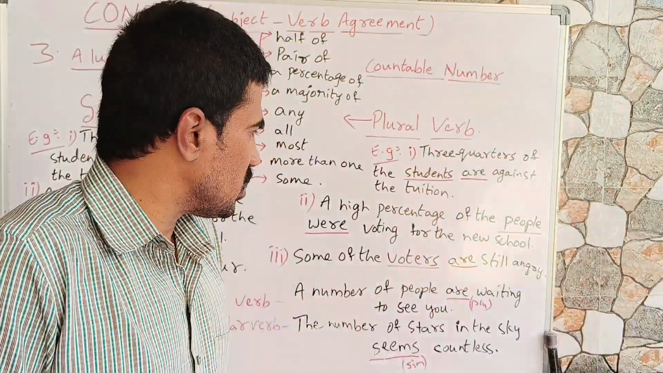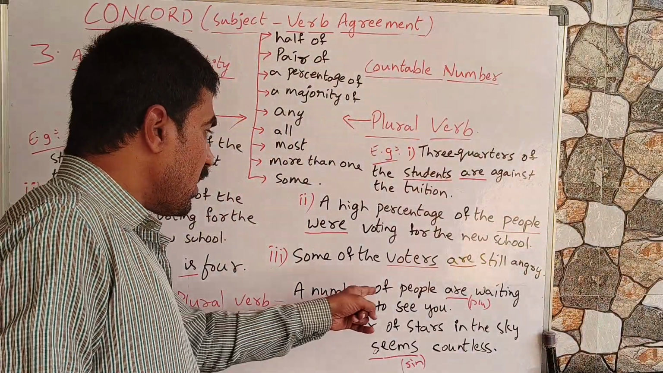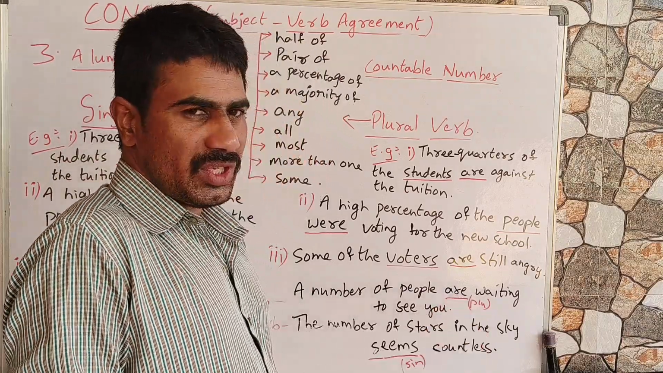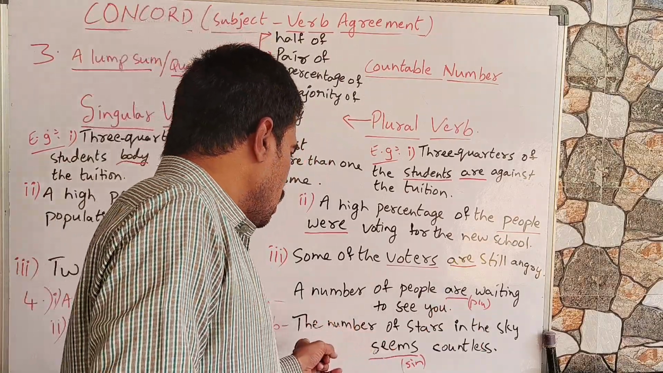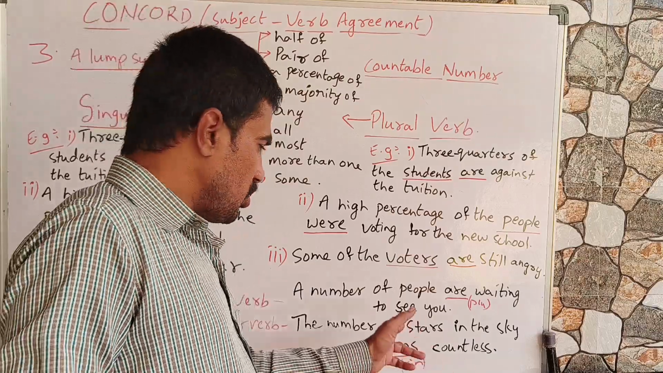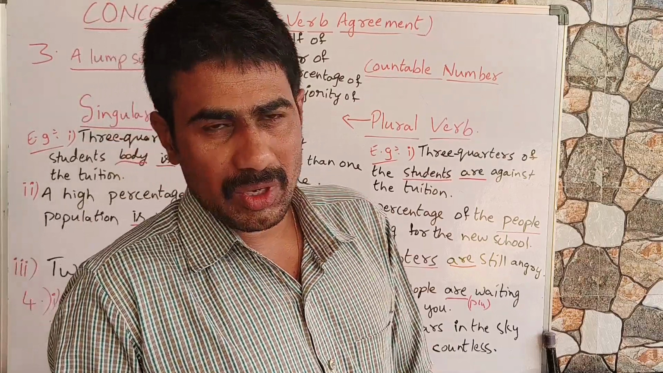So friends, if you look at these ones: a number of people are waiting to see you. Here we have used the plural verb. The number of stars in the sky seems countless. Here we use the singular.